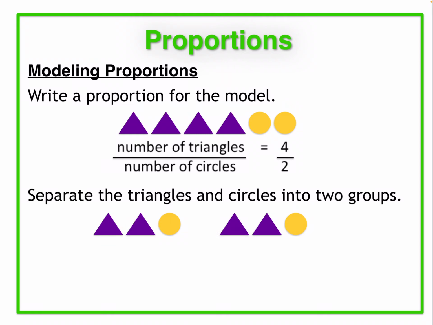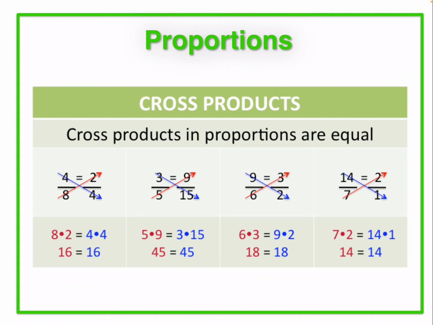Now, in proportions, we use cross products. The cross products in proportions are equal. That means if we multiply the cross products, our answer will be the same. For example, in the first one, the red cross products are 8 and 2. So 8 times 2 is the same as 4 times 4 in the blue arrow. So 16 is the same as 16. And we do the same for each of the examples. You can see that 5 times 9 and 3 times 15 are both equal to 45, and so on.